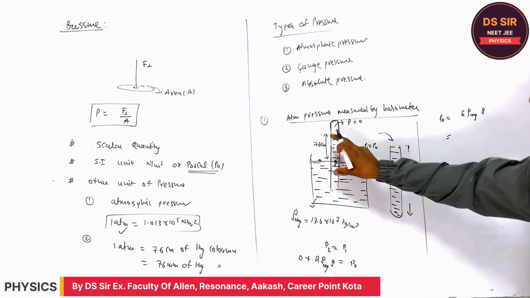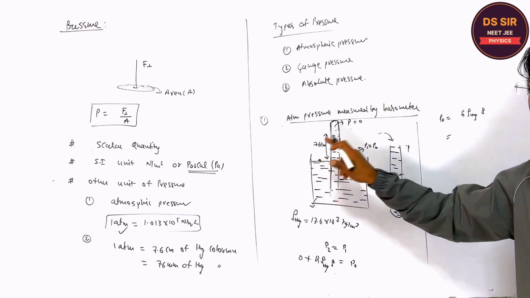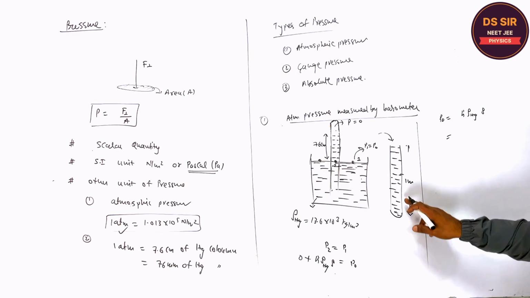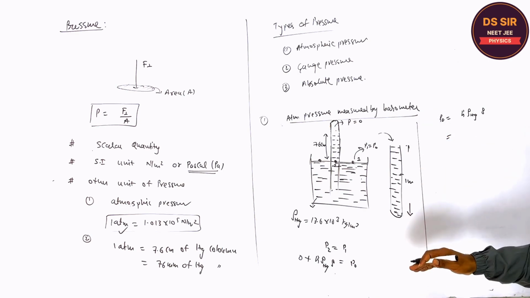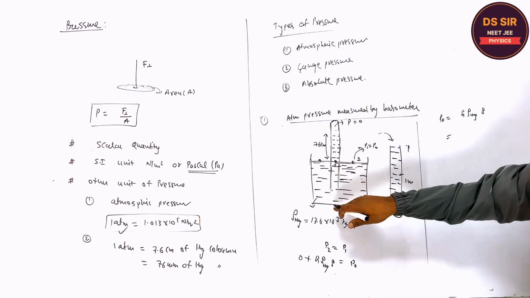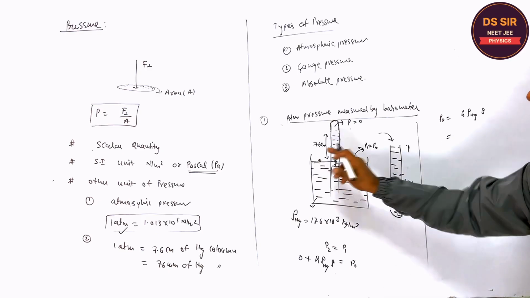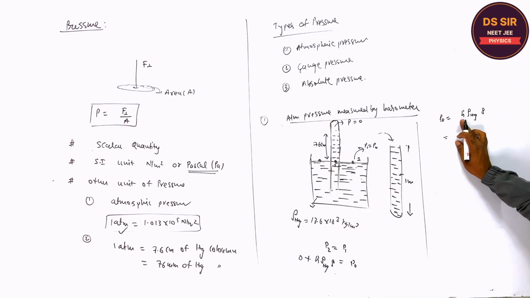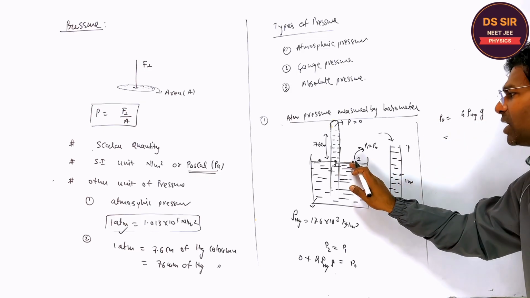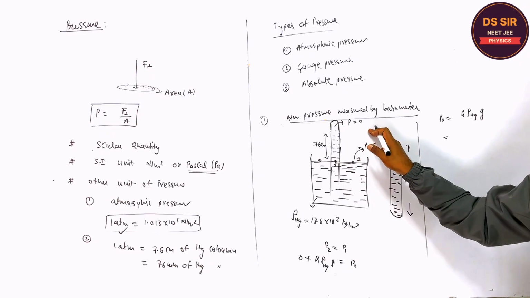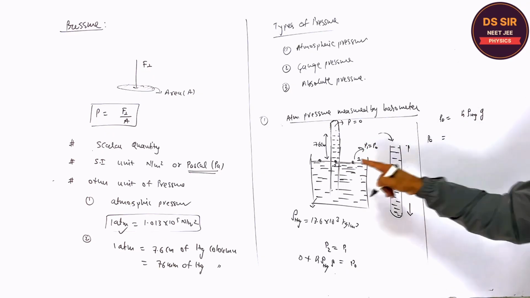What is the height of this column, measured by the meter scale? It always comes to be 76 centimeter. Whether you take the tube 2 meter long or 1.5 meter, when you invert it into the mercury tub, the mercury column is always balanced at 76 centimeter. So if you put the values of h, rho and g, you will get the pressure at this point, which is nothing but equal to the atmospheric pressure. So the atmospheric pressure is 76 centimeter.